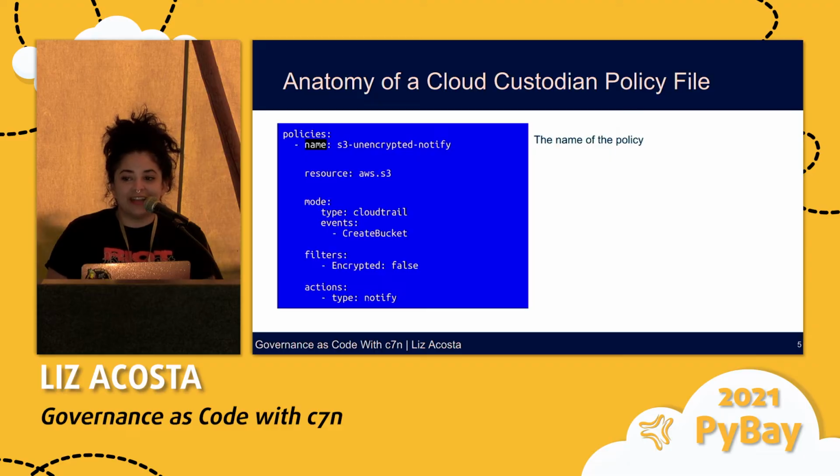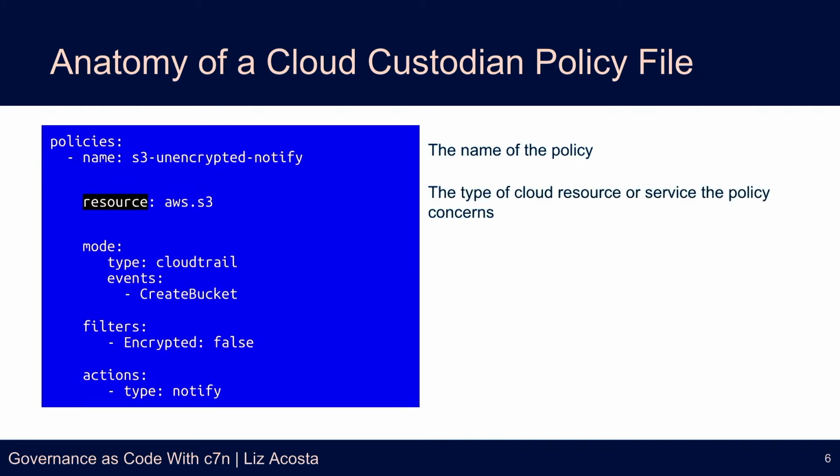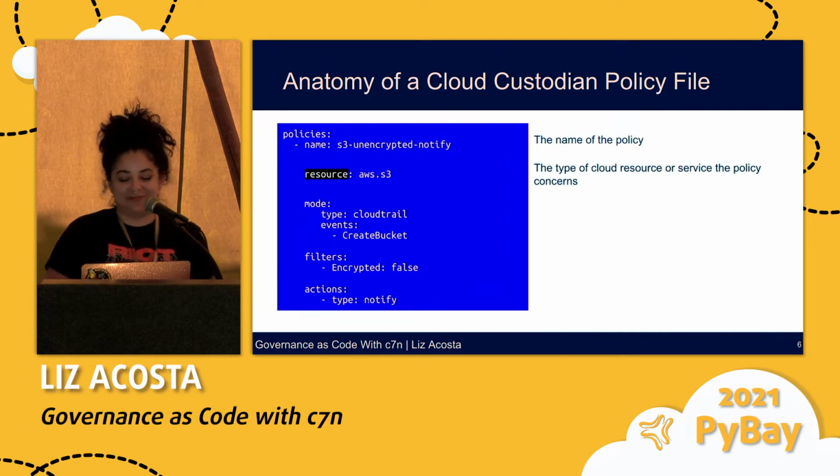So let's go ahead and quickly dissect the anatomy of a very basic policy file, okay? So first of all, in Cloud Custodian, this is a YAML configuration file. You've got the name of your policy and the resource that you want this policy to apply to. Oh, I forgot to mention, sorry: Cloud Custodian is an open source project that is written in Python. So that means you can both use it and contribute to it. Okay, so back to the policy file.